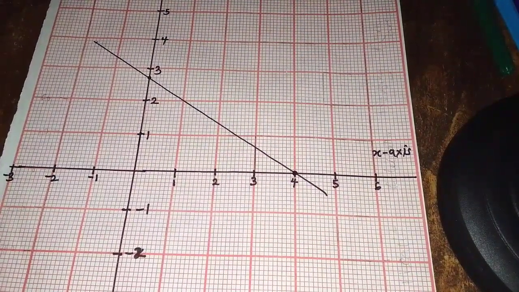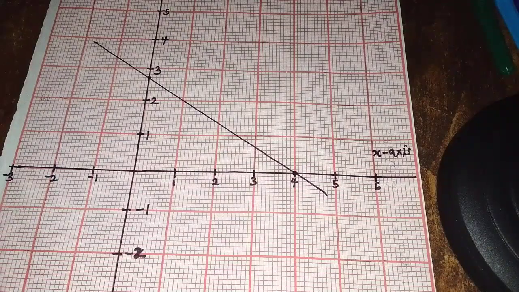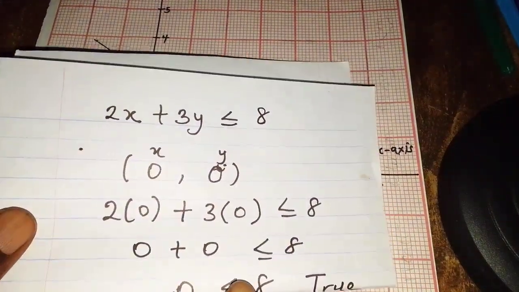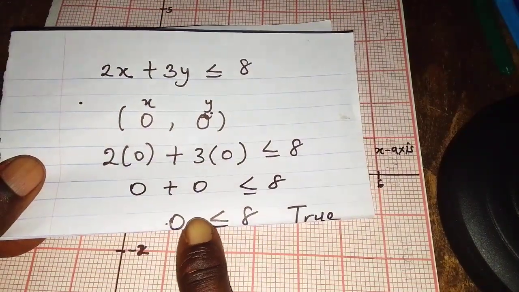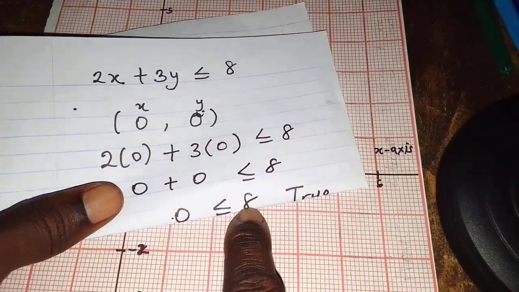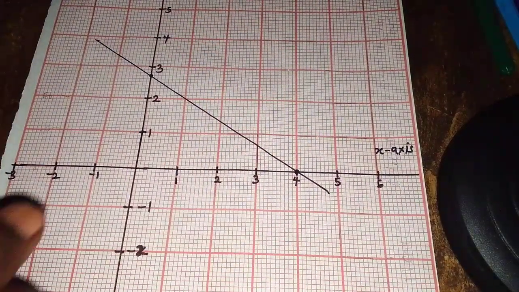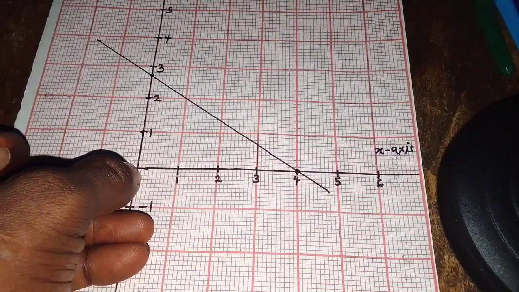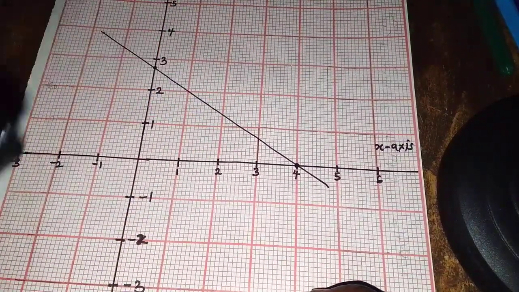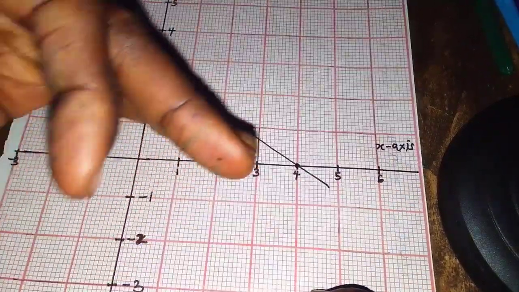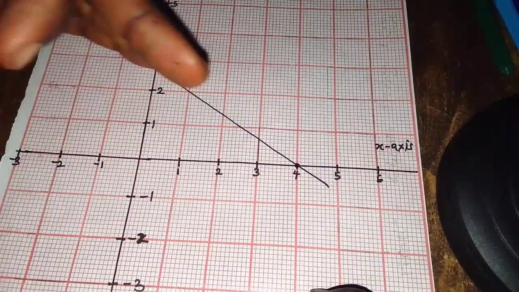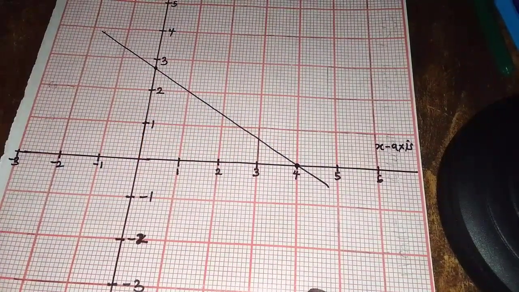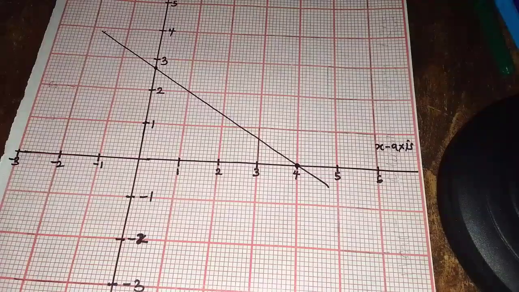Now, in your mind, you know that when x is 0, y is 0. So you realize that 0 is less than or equal to 8. So this statement is true, and you pick it from this side of the graph. You know you have to shade this side. So have it in your mind that you are supposed to shade this side of the graph. Then let's draw the second graph.